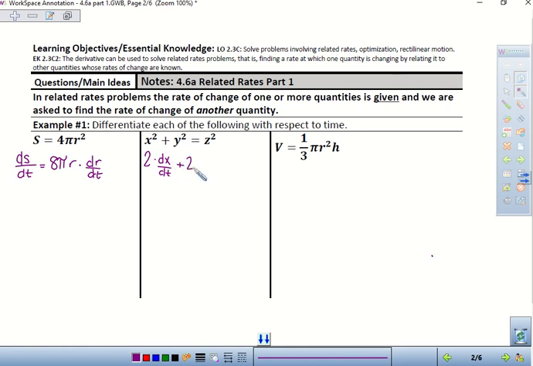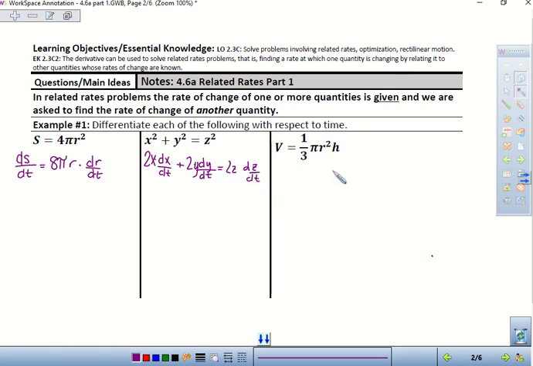So this one you did yesterday, it's just going to be 2 times dx dt plus, go ahead. Would it be 2x? Oh, you're right. Yeah, I don't know why I did that. 2z times dz dt. So that's implicit differentiation in terms of time.